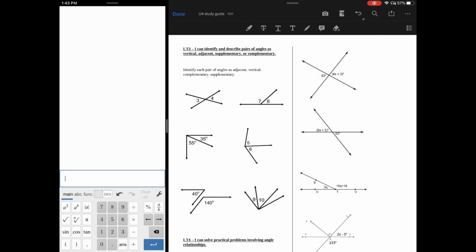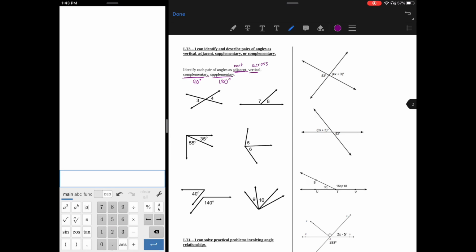Learning target 3 is when we started looking at the different angle relationships. If you don't remember what these are, remember that the word adjacent means next to. Vertical was across from each other. Complementary meant that it added up to 90 degrees, and supplementary meant it added up to 180 degrees.